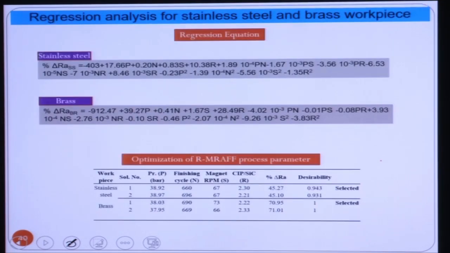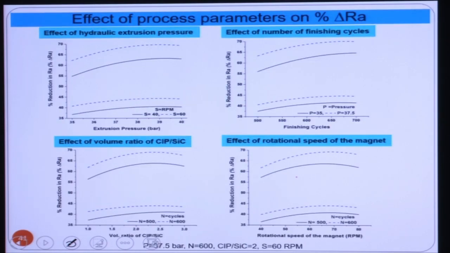So these are the 2 workpieces we have considered: one is stainless steel, another one is brass. This is the optimized parameter: 39 bar pressure, finishing cycle 660, 67 RPM, and a CIP by SiC ratio. And we got 45.27% improvement in surface finish. Here also you can see with increasing pressure, surface finish improves. Percentage reduction in RA is calculated as initial RA minus final RA by initial RA multiplied by 100.